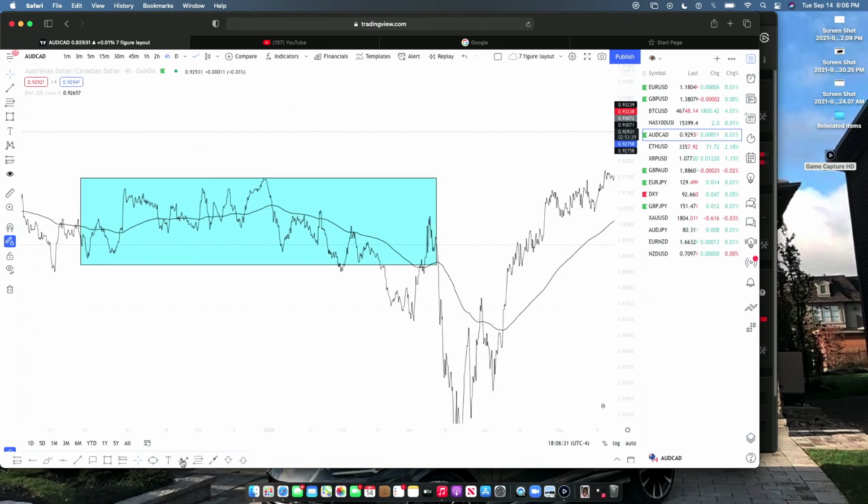How do we know this is consolidation? Well, the market came up here, it went down, it came back up here again, went down, came back up here again, went down, came back up here again, went down. It's moving sideways, guys. The market is not going up or down. It's literally moving sideways in this sequence. So whenever you see this, you can literally just stay away.